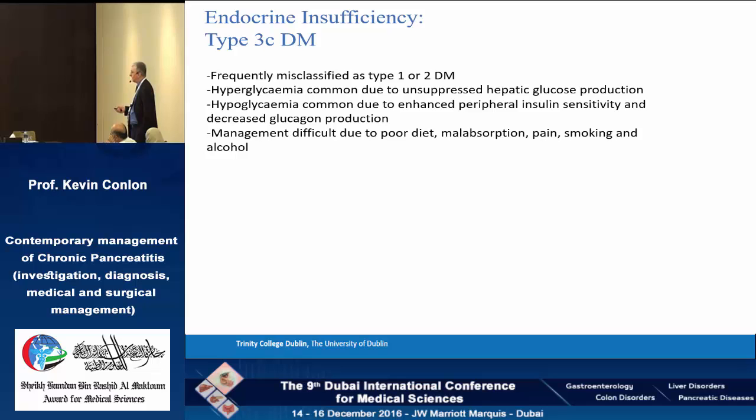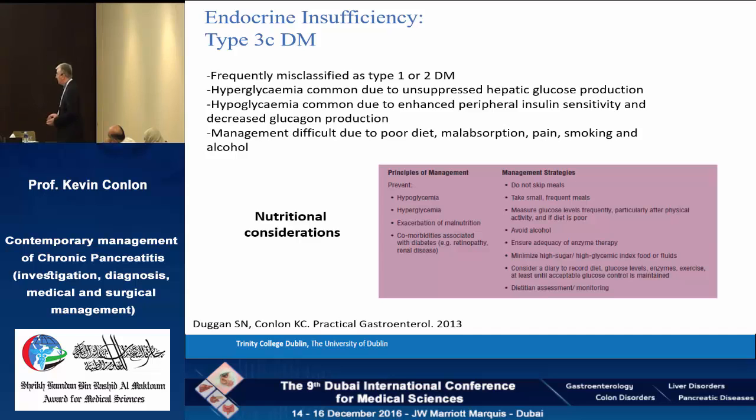And it's frequently misclassified. Your patients will get hyperglycemia due to suppressed glucose production and hypoglycemia. And it's particularly difficult to manage because of poor diet, malabsorption, pain, smoking, and alcohol. And if you think about it, when we have a patient who is a diabetic, even an insulin dependent diabetic, type 1 diabetes, they're going to have the counter-regulatory hormones, glucagon. If you have a disease which is wiping out your islet cell production, you're going to lose not only the insulin, but also the counter-regulatory hormones. So you really truly have the brittle type of diabetes. And that's exactly what we have in this situation. So these are very hard to manage.